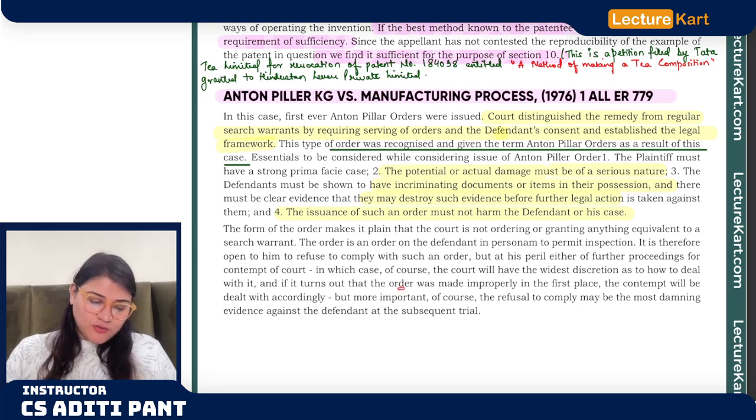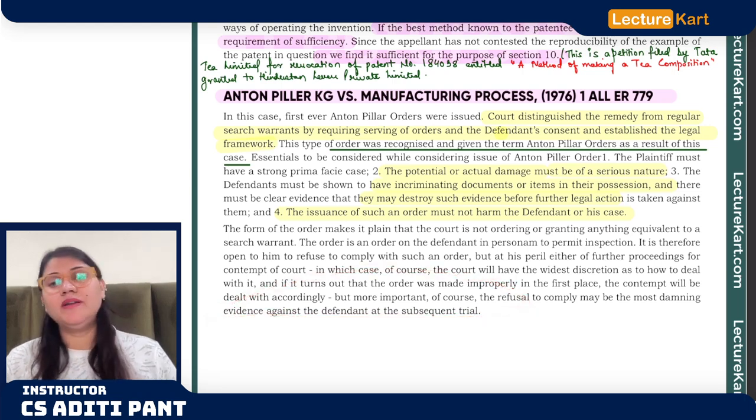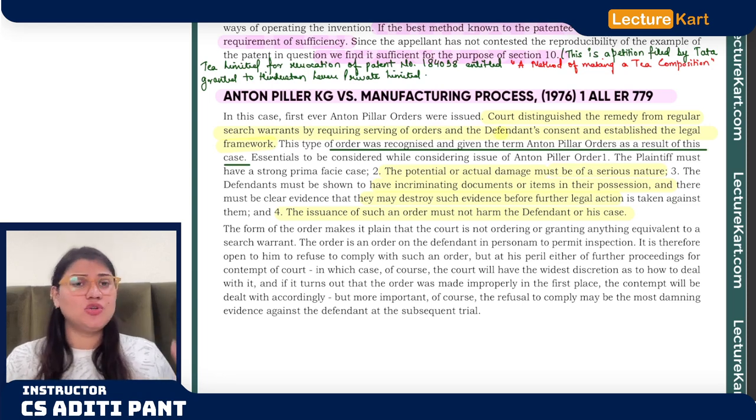If it turns out that the order was made improperly in the first place, the contempt will be dealt with accordingly. But more important, of course, the refusal to comply may be the most damning evidence against the defendant at the subsequent trial. So basically, if you are not allowing the inspection to be done at the premises of the defendant, then for that you have to have very strong evidence that you haven't committed anything wrong. But again, it has to be kept in mind that if you are not following the orders of the court, then if you are found guilty of the offense, it will also tantamount to contempt of court being committed by the defendant.